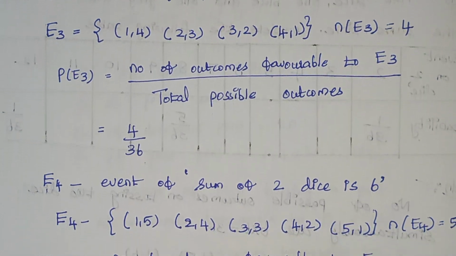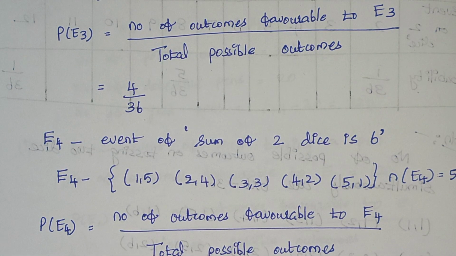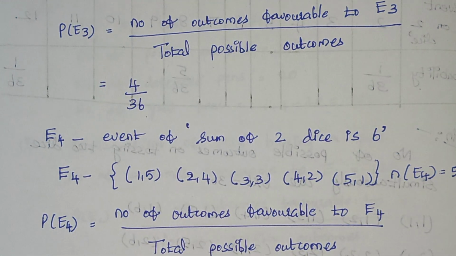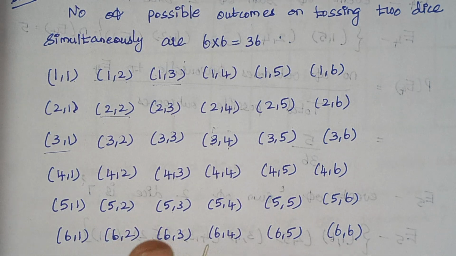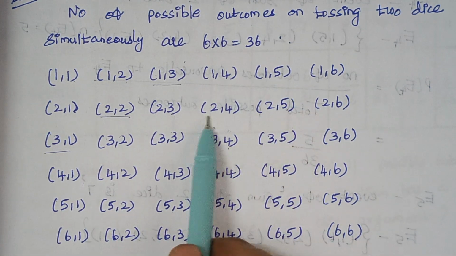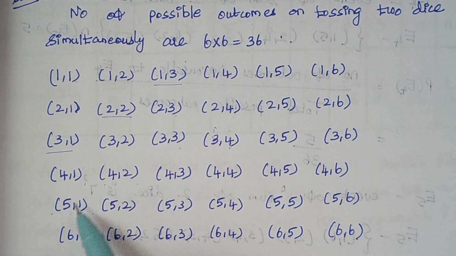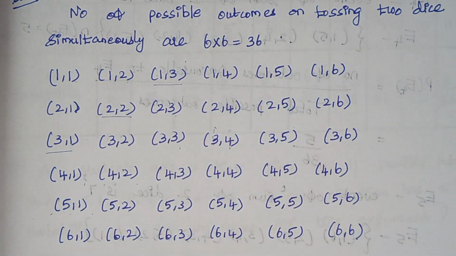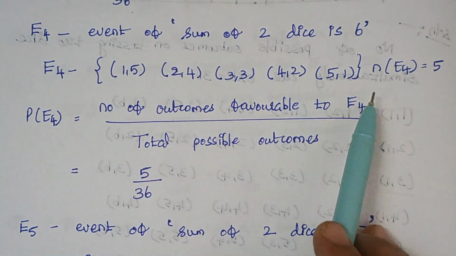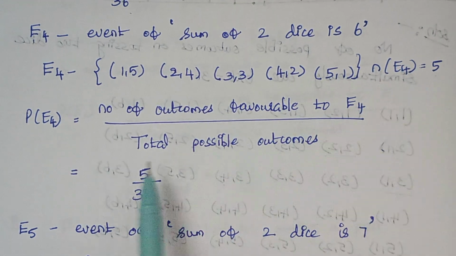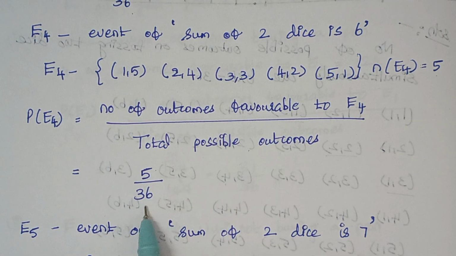Right. Now the next thing is let E4 be the event of sum of two dice is 6. So again we have to go back to the number of possible outcomes and proceed. When you add two numbers we have to get 6. So 1 comma 5, 2 comma 4, 3 comma 3, 4 comma 2 and 5 comma 1. So totally we have 5 outcomes. So number of outcomes favorable to E4 divided by total possible outcomes is 5 by 36.